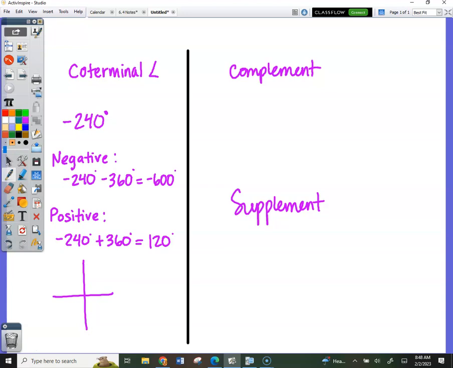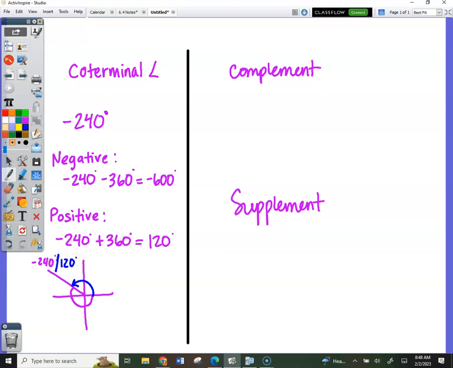So negative 240. Negative means it's rotating clockwise. So this is negative 90, negative 180. If I go all the way, that's negative 270. I don't want to go that far, so negative 240 would be right here, right? 120 goes counterclockwise and lands right here.